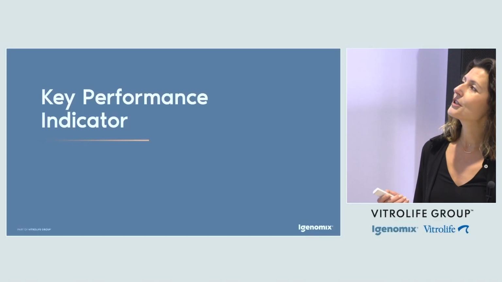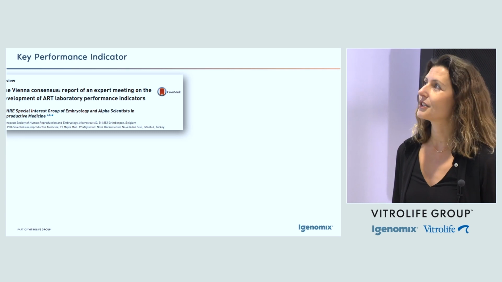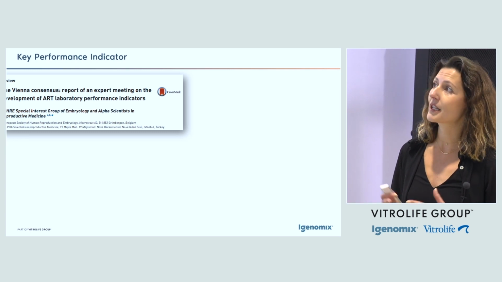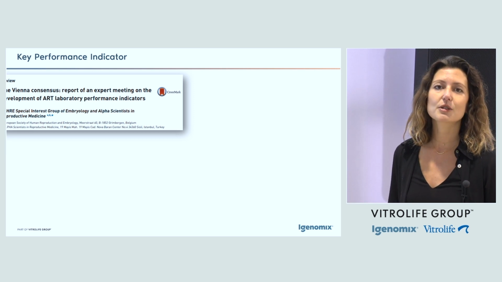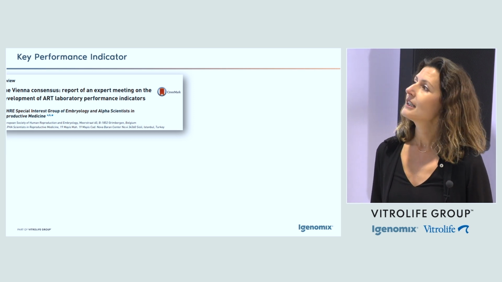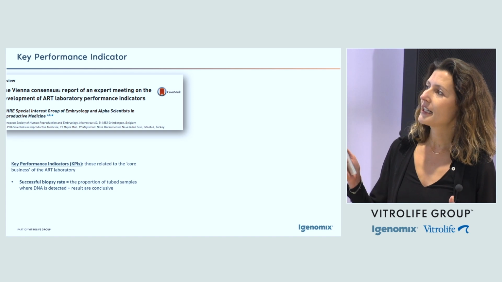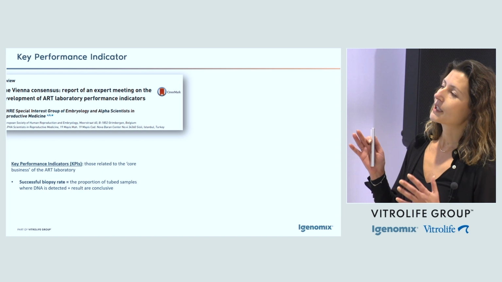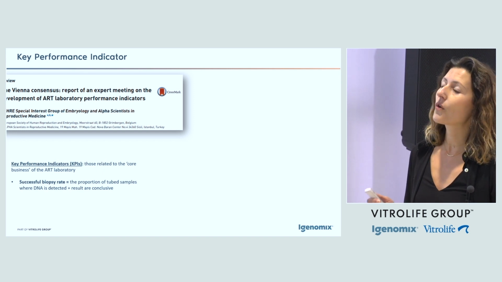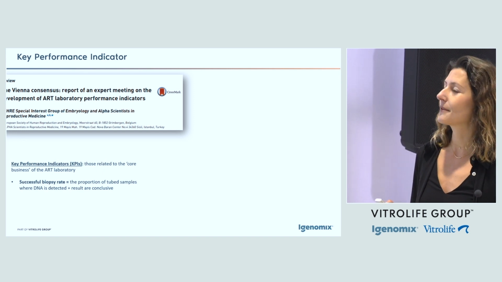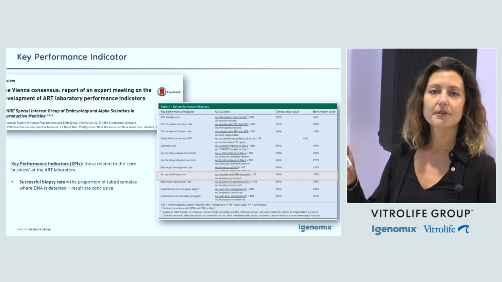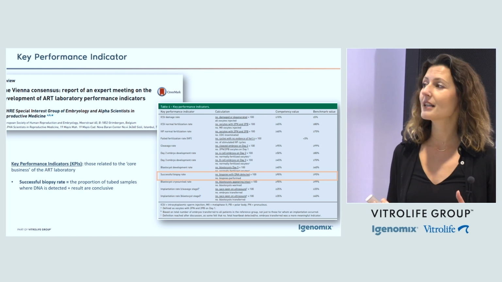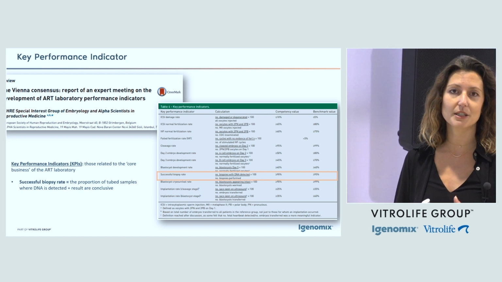That is what we refer to as key performance indicators. This is a publication from 2017. This is a consensus that was reached by ASRM and also scientists at Alpha. They put together a panel of 12 key performance indicators that were defined as those related to the core business of the ART laboratory. Within these 12 parameters, there's only one related to the PGT results, and that one is referred to as successful biopsy rate.